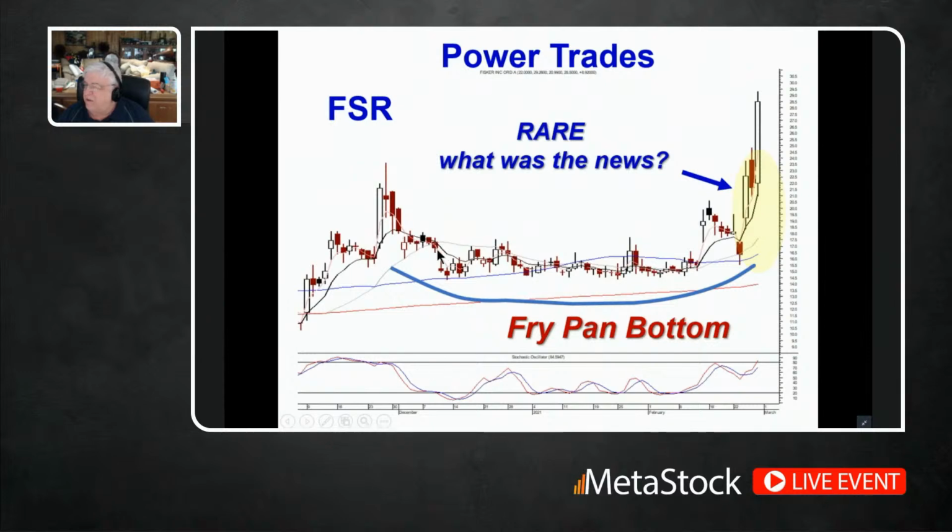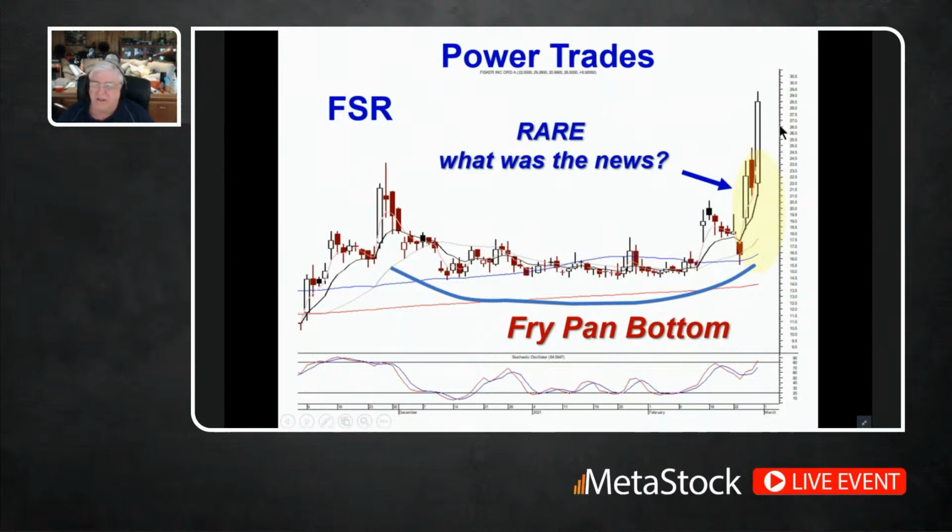Now, that's great for trading stocks, or look what it does if you're trading options. Can you imagine what the premiums are on these options when it's moving sideways for this time frame? Nothing there, which means as soon as you see strength coming out of this fry pan bottom, you get in early before the intrinsic value heads up and before the time premium starts building up.